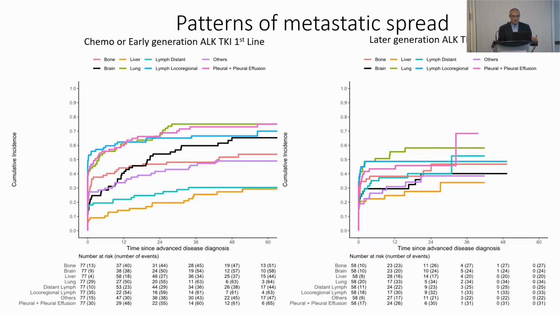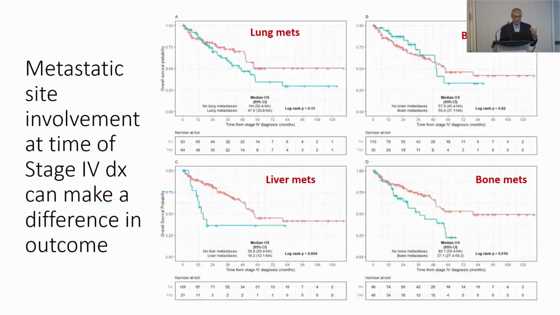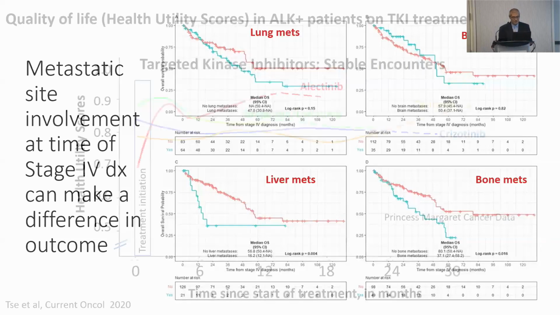We're able to determine where these cancers spread. So these are the cumulative rates of metastatic sites like bone and brain and liver and lung and so forth. We're able to demonstrate that there's prognostic value in the presence of different metastases at the time of diagnosis, for instance, liver and bone mets argue for worse prognosis.